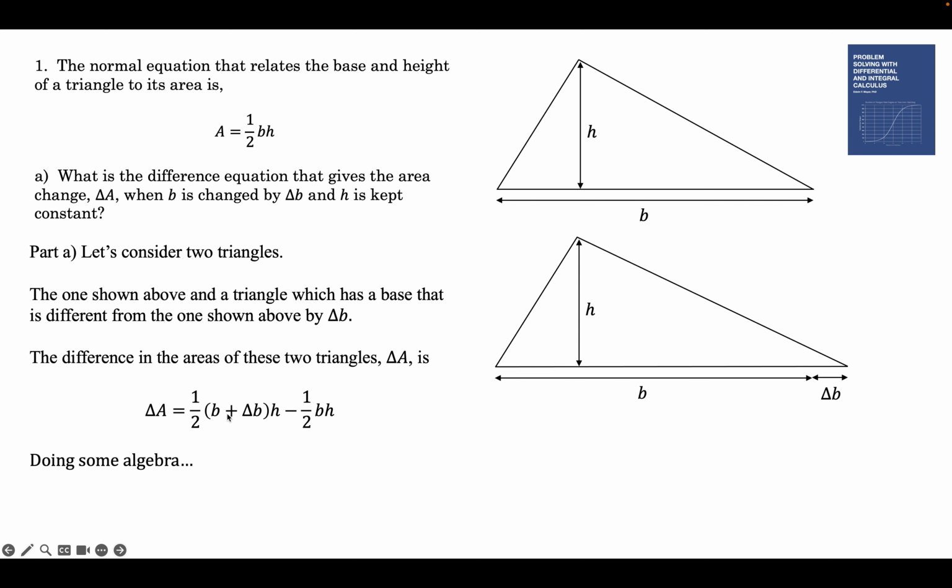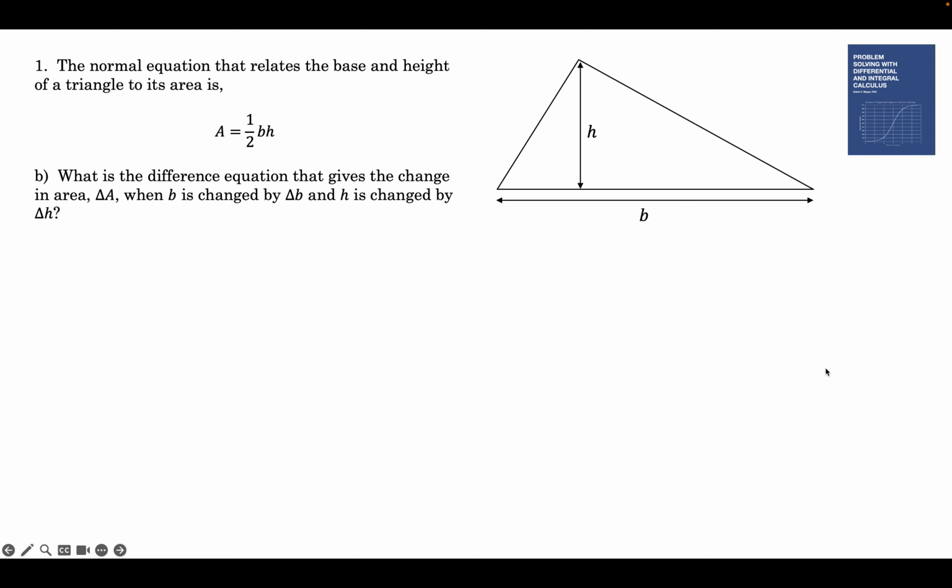We can distribute the H through some algebra. We have 1/2 base times height here, minus 1/2 base times height here. Now what's left is 1/2 delta B H, and that is delta A. And we can draw this line, and we can see where it comes from. The area of this long, thin triangle here is delta B times H divided by 2. And this is the difference in the area. So it's not surprising that the formula is 1/2 delta B times H. It makes sense. On to part B.